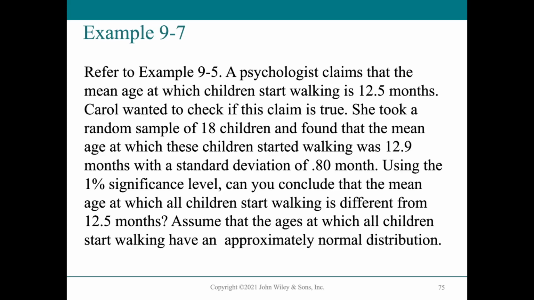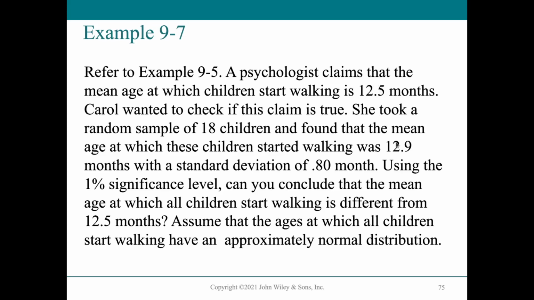Now let's look at our problem. The claim was that the population mean of the age at which children start walking is 12.5. Now our sample is relatively small. We have 18 children in our sample. The sample mean is 12.9. The issue here is: using this sample statistic, is 12.9 as different from the population claim that it's really not 12.5?